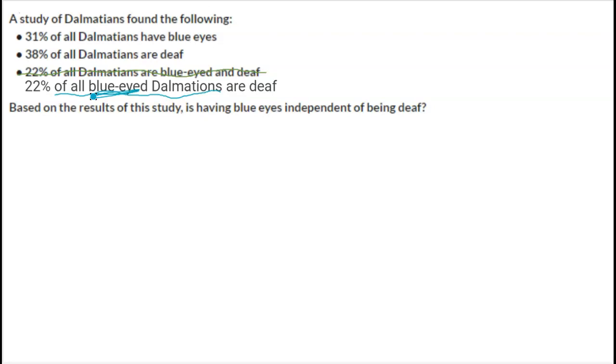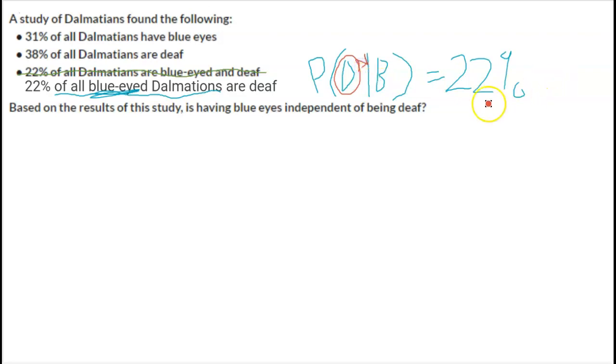That's an intersection question. The green, crossed off green, is the intersection. Read this carefully. 22% of all blue-eyed Dalmatians. Oh, suddenly I have a condition. Blue-eyed Dalmatians. So when I write this in probability, I have to immediately go, oh, I'm being given the condition, right, that the Dalmatian is blue-eyed. So I say given B, right? Given blue-eyed, the probability of being deaf is 22%. Probability of deafness given blue eyes is 22%. So there's the probability of deafness conditional on blue-eyedness, 22%.